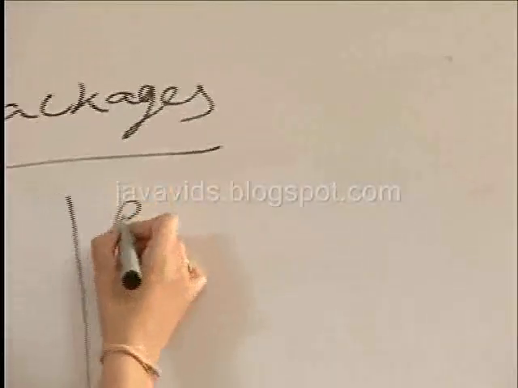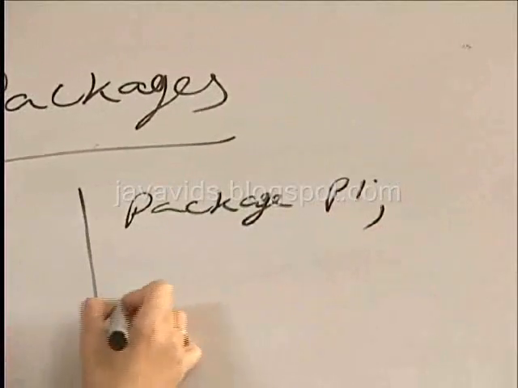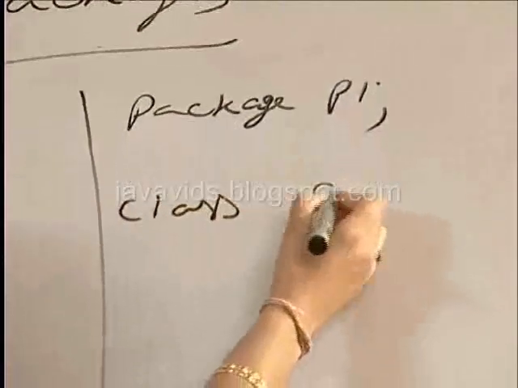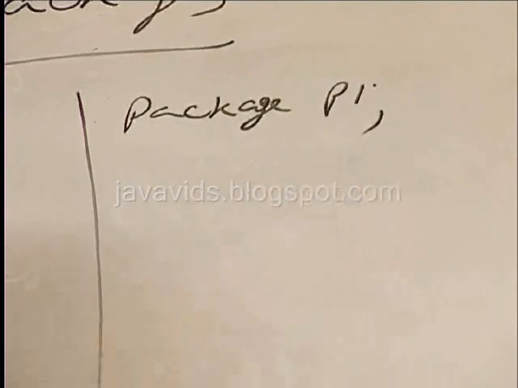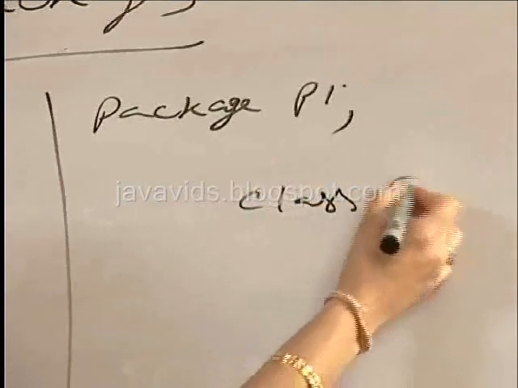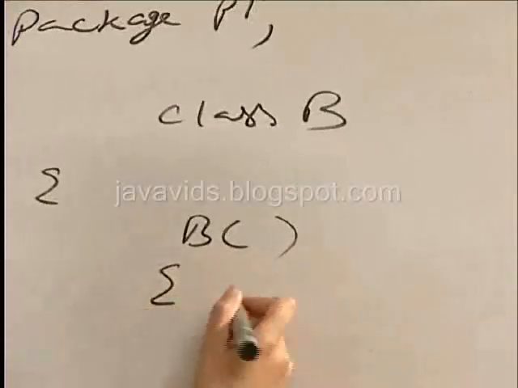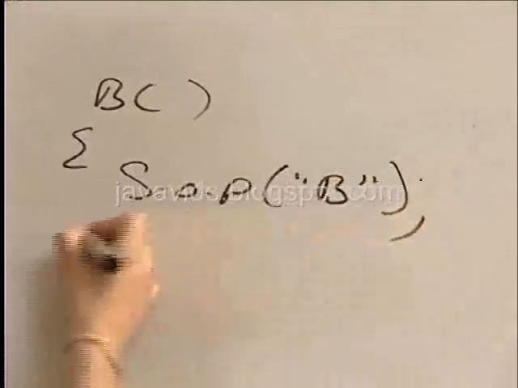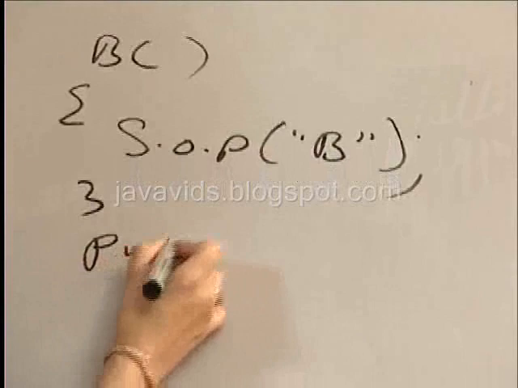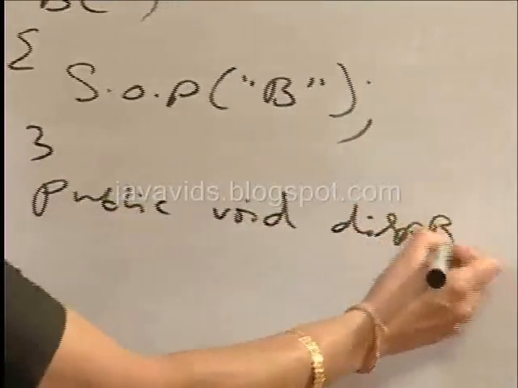Let us also have some more classes. We'll have one more class in package P1 called class B. We'll have a constructor for this which also does SOP of B, and public void disp B.